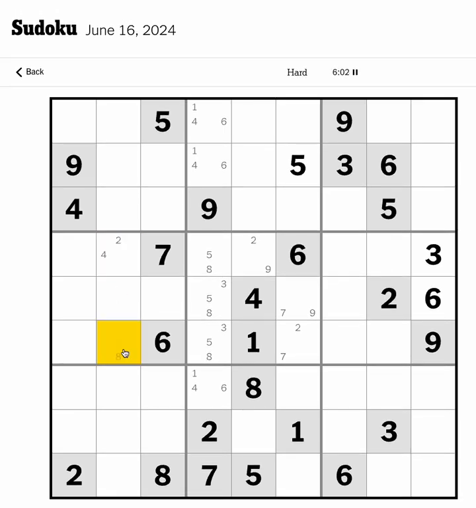2, 4. I do not know which one is 2, which one is 4, but the important thing is that these cells cannot be any other number other than 2 or 4.